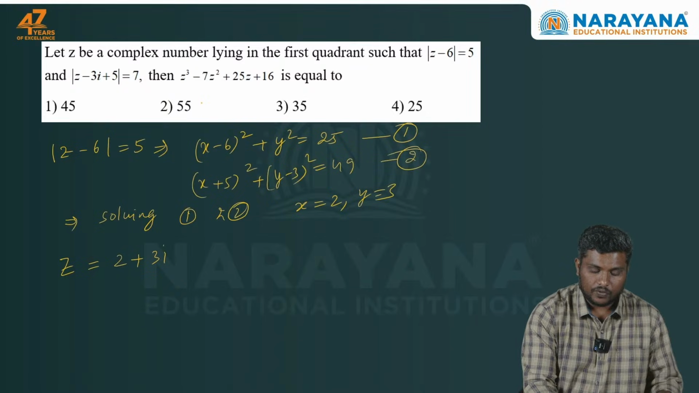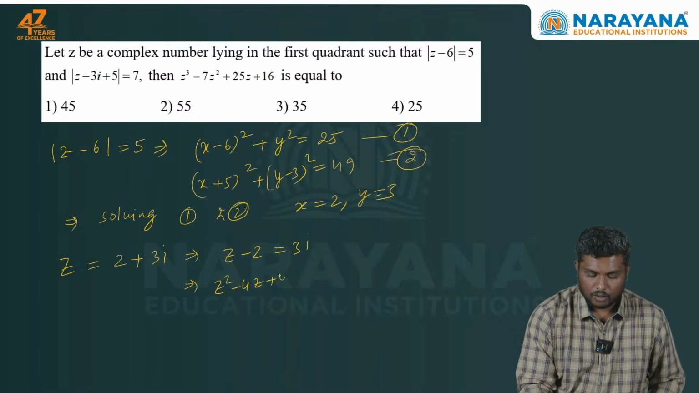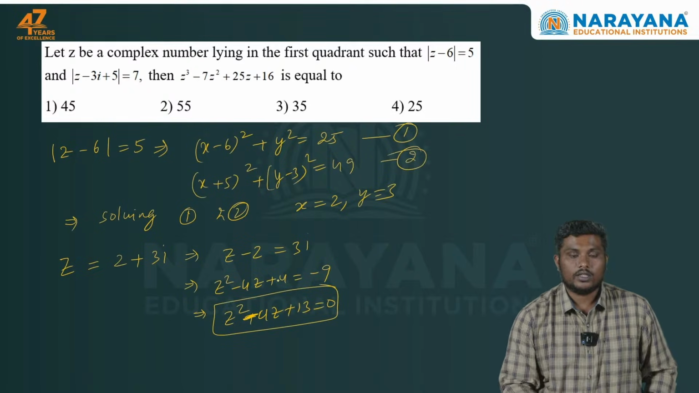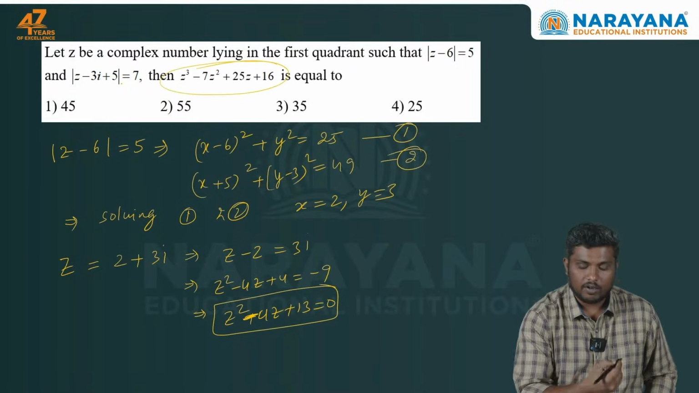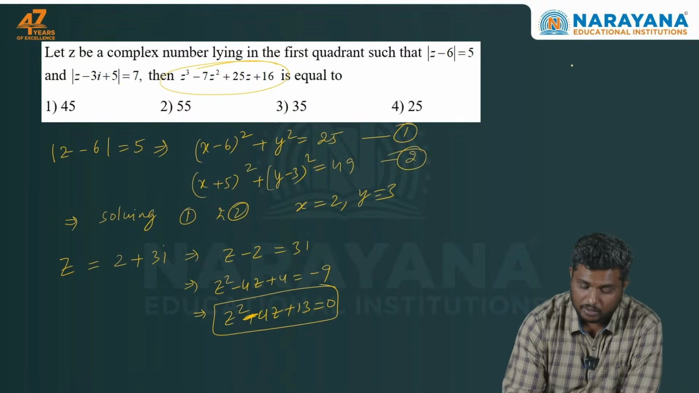What he is asking us to find is z cube minus 7z square, and so on. So first I will find the quadratic: z minus 2 equals 3i, so z square minus 4z plus 4 is equal to minus 9. So z square minus 4z plus 13 equal to 0. So this is the quadratic. Now we need to find this particular value. You can use division and you can easily find out this value.